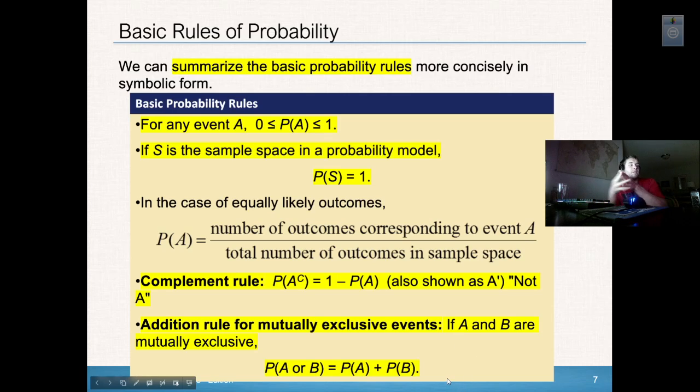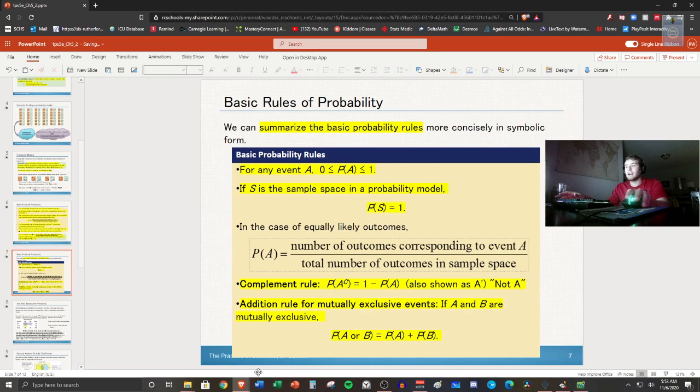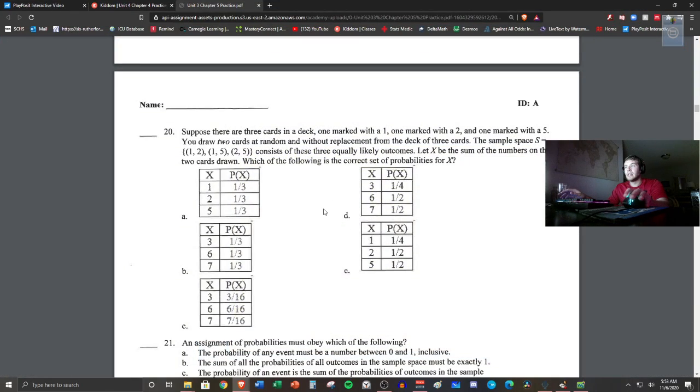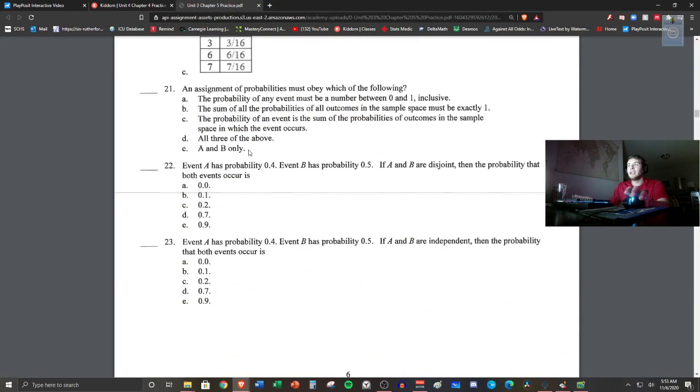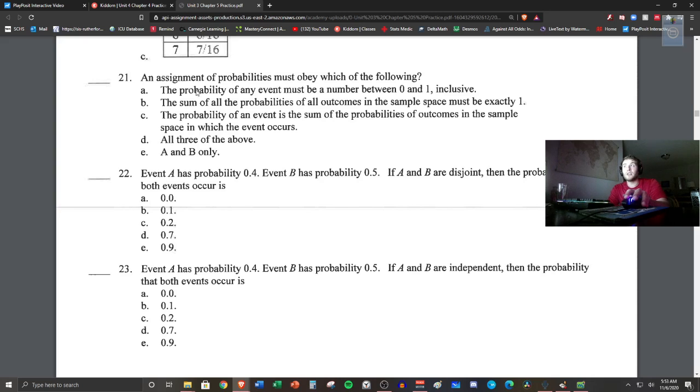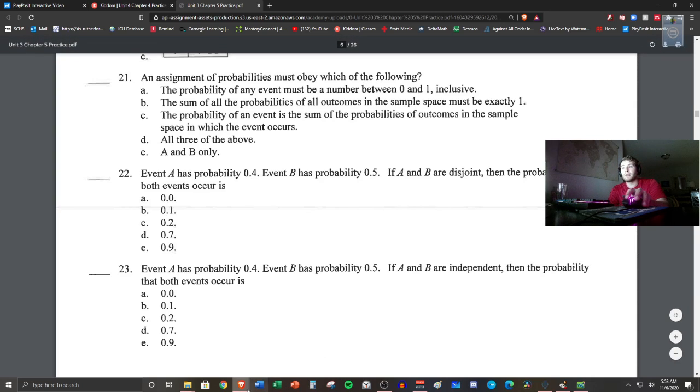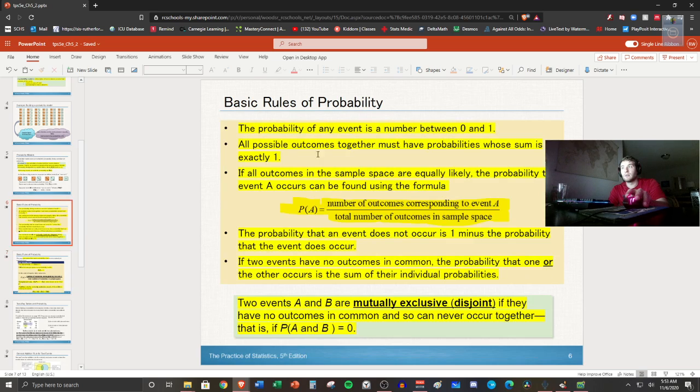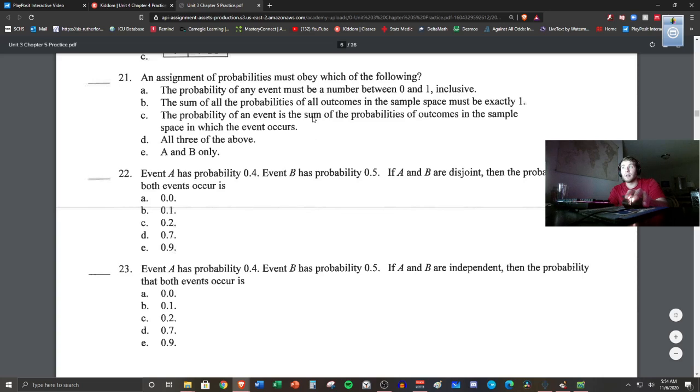But now we're moving into a more practical approach. We're sort of thinking a little bit more abstractly here. We don't need the probability models to answer these questions. So let's look at a couple items on the practice problem set. Number 21 is a definition. An assignment of probabilities must obey which of the following. You are using these rules. So read these rules, pick the best answer that's in number 21. Okay? Make sure you're using those.